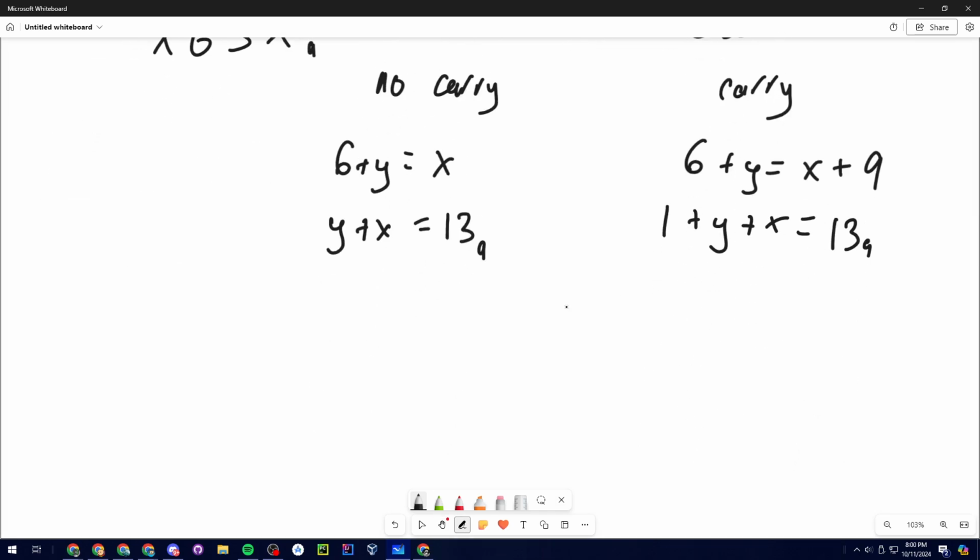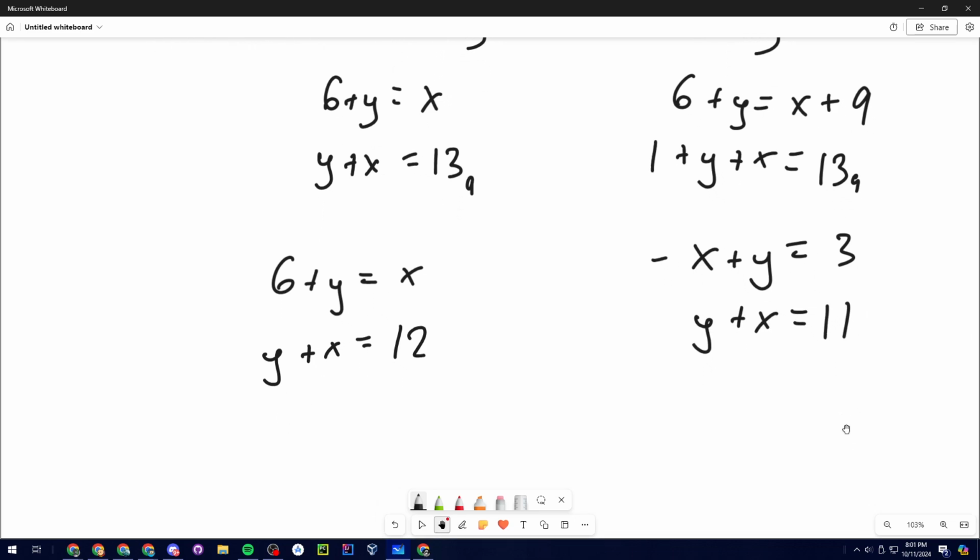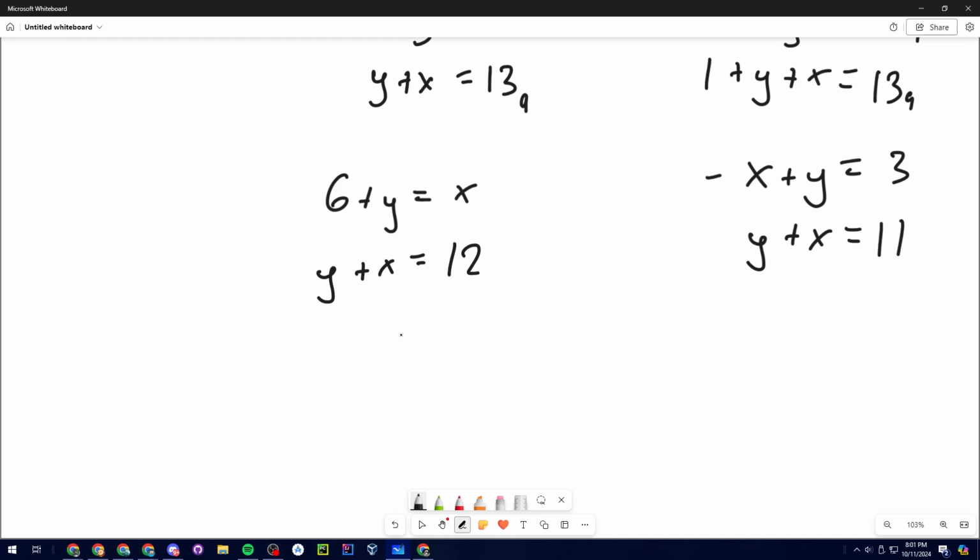So I'm going to simplify a bit. 6 plus y is equal to x. Y plus x is equal to 9 plus 3, 12. Here, negative x plus y is equal to 3. Y plus x is equal to 12 minus 1, which is 11, right? So now, well, I have 2 different equations. Probably going to deal out 2 different x-y pairs. How do I know which one's the right one?